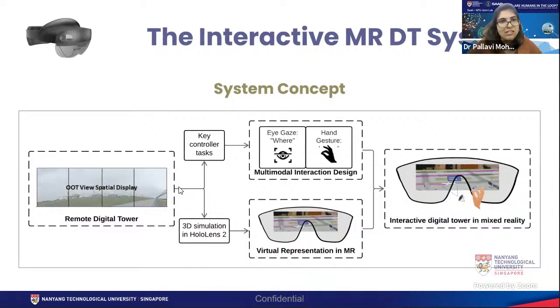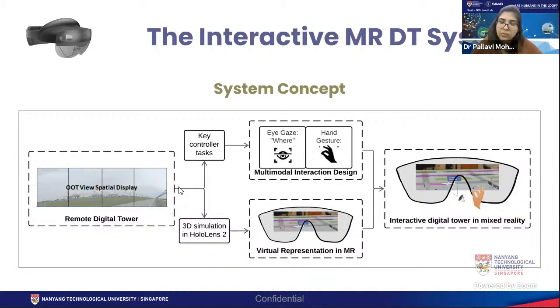So this is the concept of such a system. The view from the remote tower is visualized in mixed reality using Microsoft HoloLens 2 and Unity. Key controller tasks were identified and mapped to hand and eye gestures using a multimodal interaction design model, which I'll get to later, which fused to form interaction gestures. The visualization and interaction model are then combined to form this interactive digital tower system in mixed reality. So this is an overview of the concept of the system and how the different conceptual components interrelate.